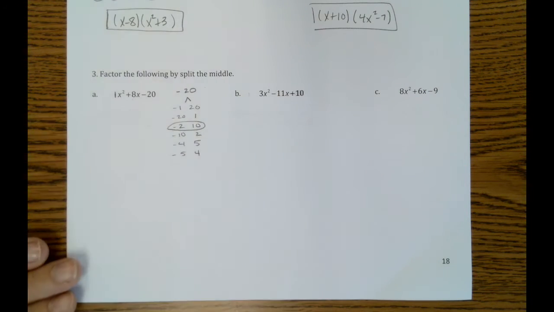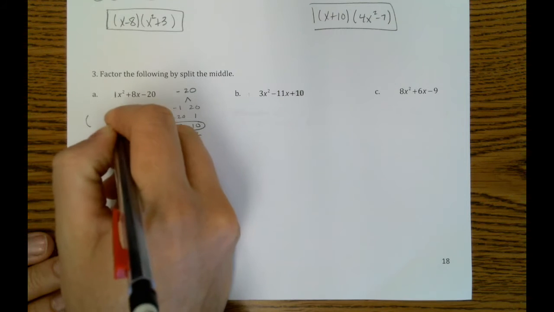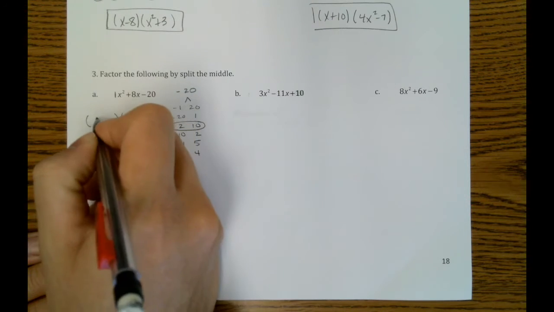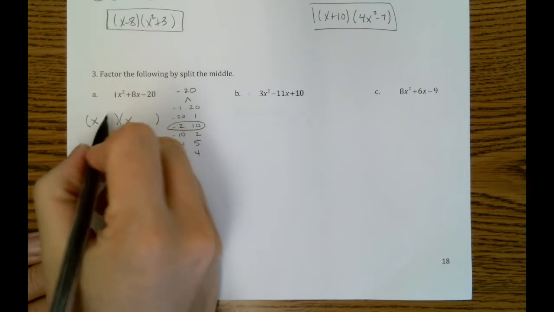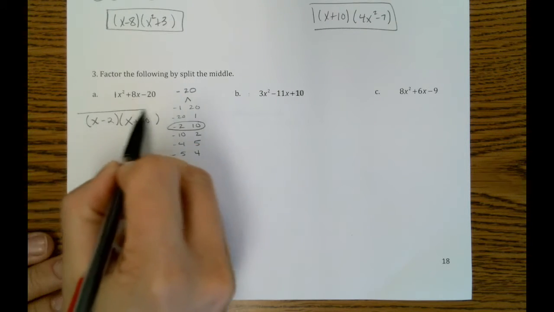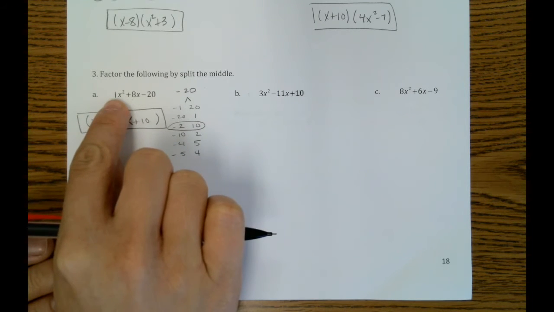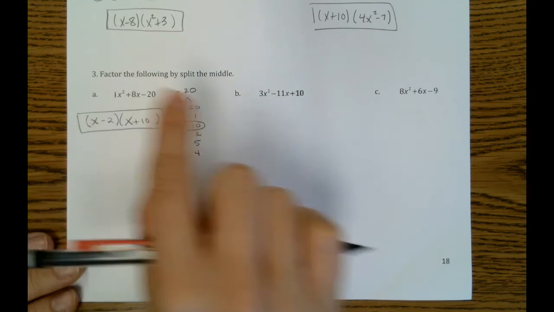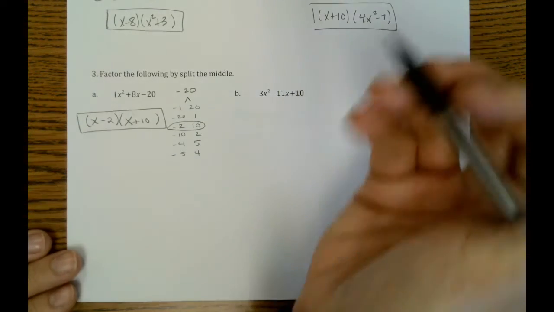Negative 2 and positive 10 would add to 8. Now, since this x squared only has a 1 in front of it, we can skip splitting the middle and go straight to our final answer. We have x minus 2 and x plus 10. That can only happen when we have x squared all by itself and it doesn't have a number other than 1. B and C will not be as easy as letter A.